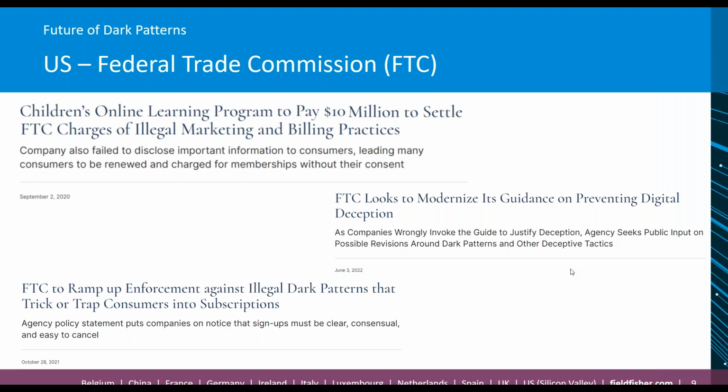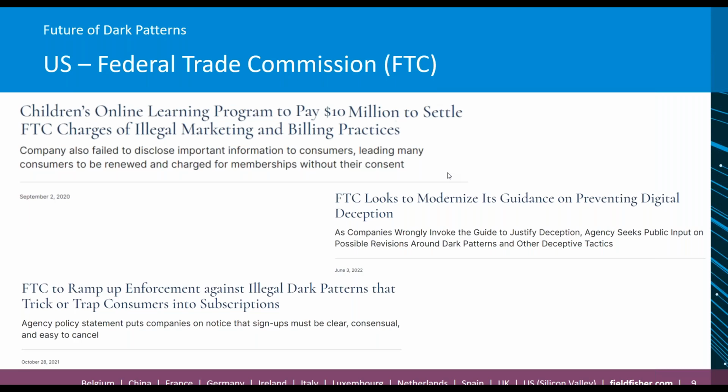Later in 2021 as well, the FTC released an enforcement policy signaling that it would increase enforcement action against the use of what they call trick or trap dark patterns, which trick consumers into signing up for subscription programs or trap them when they try to cancel.